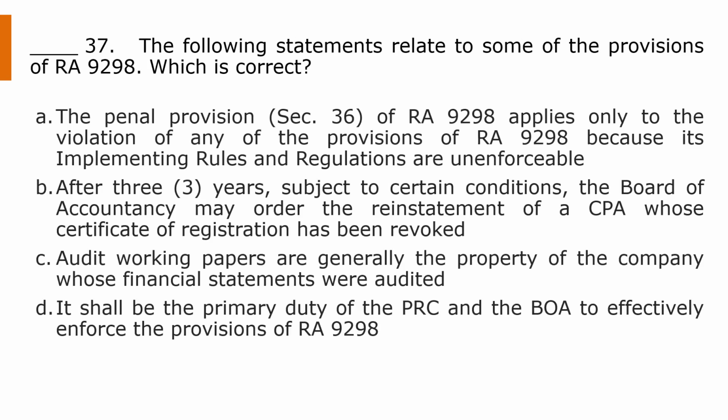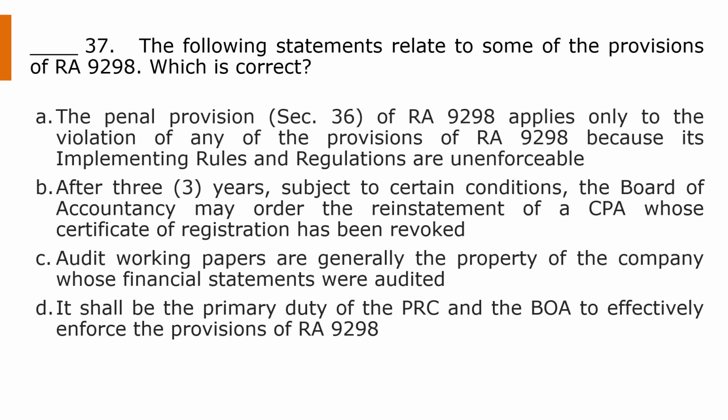Number 37, the following statements relate to some of the provisions of RA 9298, which is correct. Letter A, the penal provision of RA 9298 applies only to the violation of any of the rules of RA 9298 because the IRR are unenforceable. Letter A is not correct. Both the RA itself and its IRR are enforceable. So letter A is incorrect.